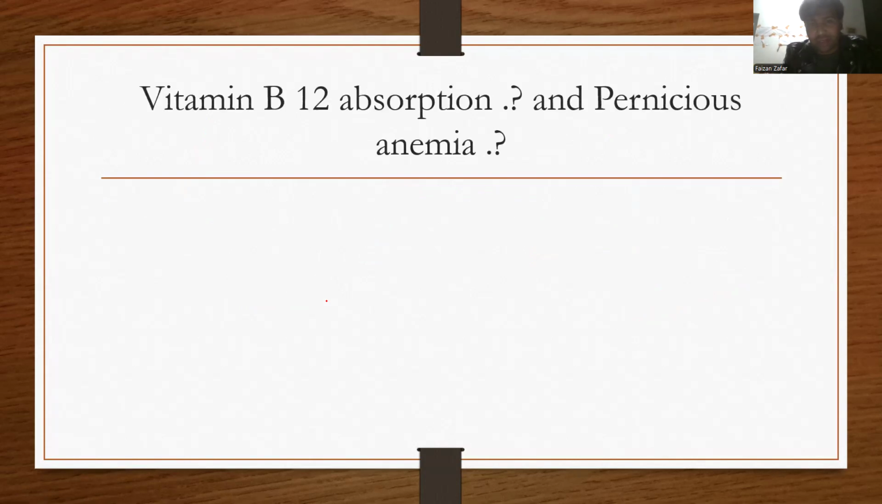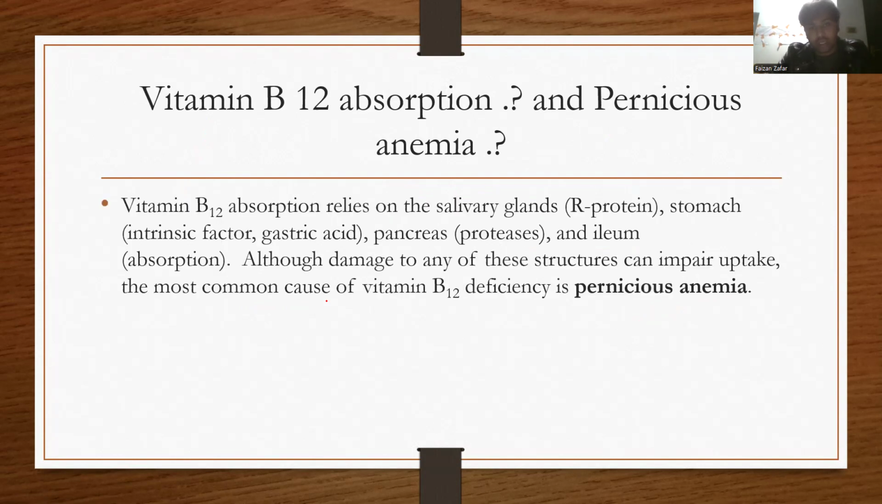Okay, vitamin B12 absorption and pernicious anemia. Let me discuss a very important concept that connects physiology to pathology. The salivary glands, what do they do? They produce R protein. This R protein binds with B12, right?